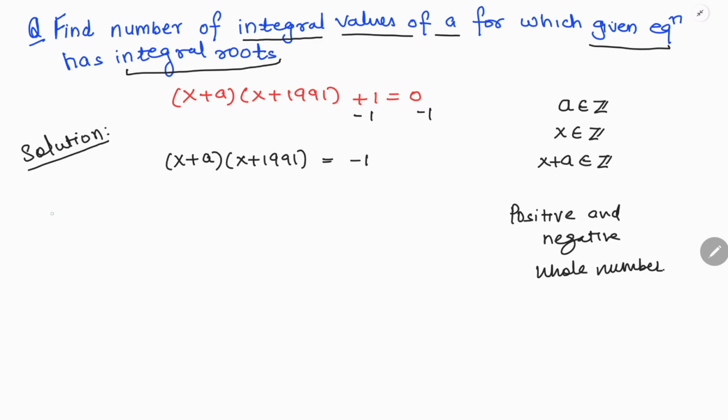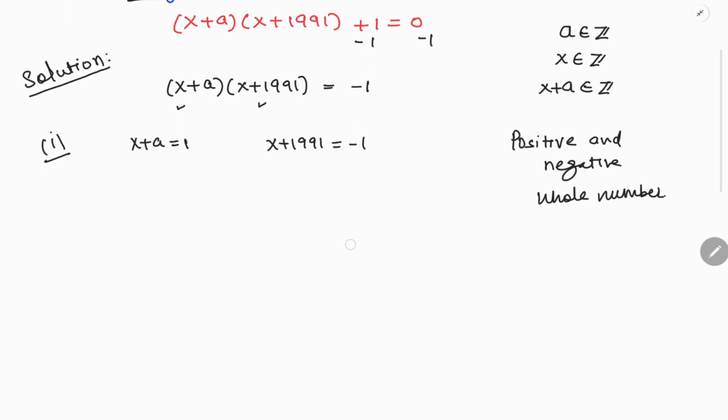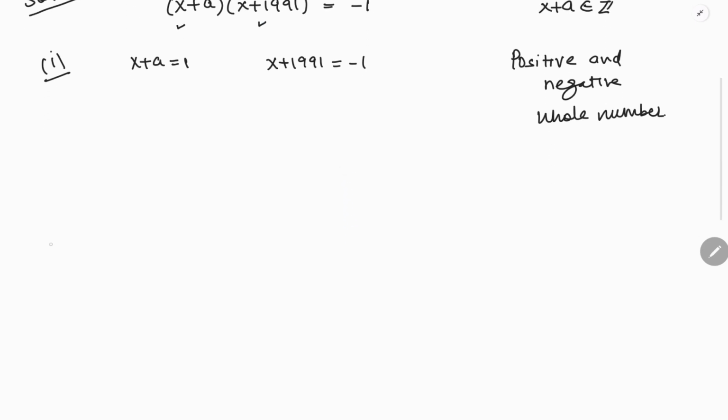This implies two cases. Case 1 says if x plus a is 1 and x plus 1991 is -1, then you will get the product as -1, right? You cannot have any other cases, since we know that this and this are integers, right? Okay. And case 2 will be that x plus a is -1 and x plus 1991 is 1, right? Either one of them is 1 and the other is -1, right?